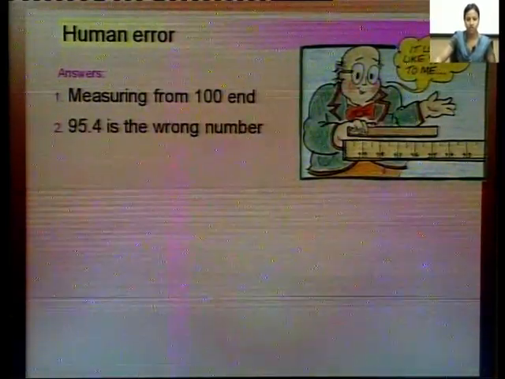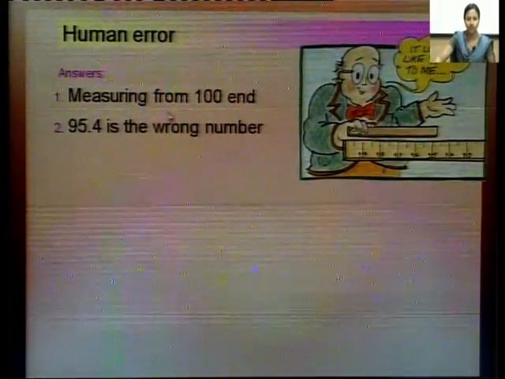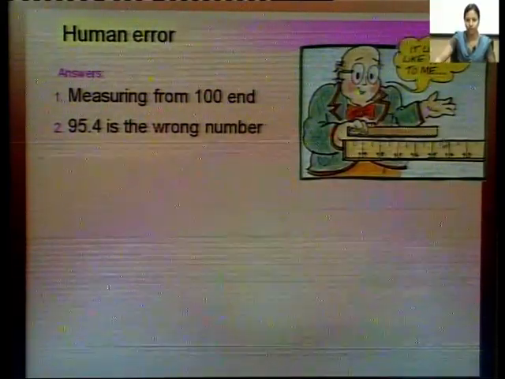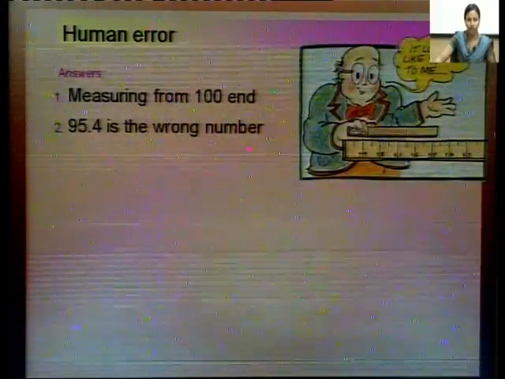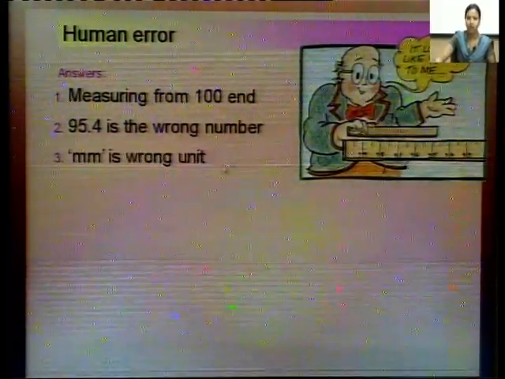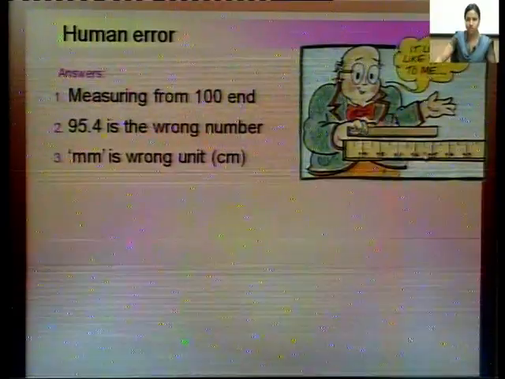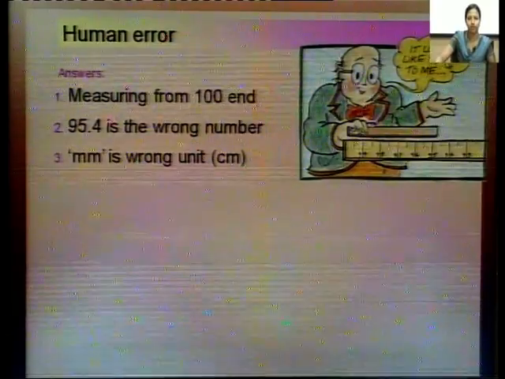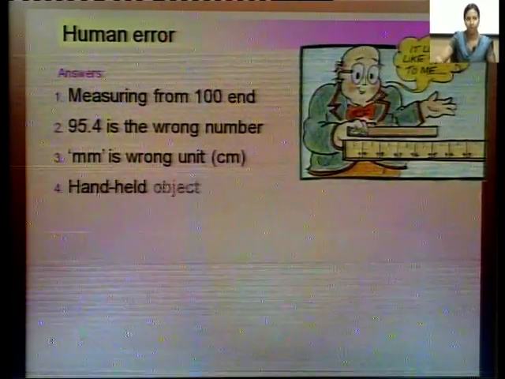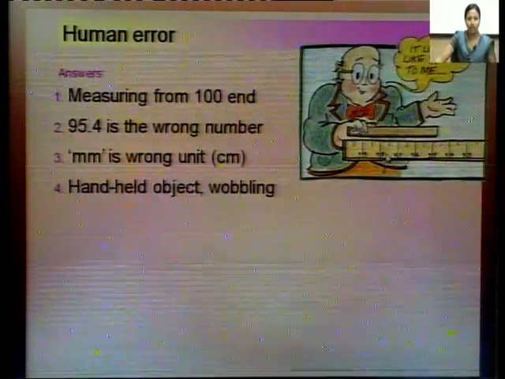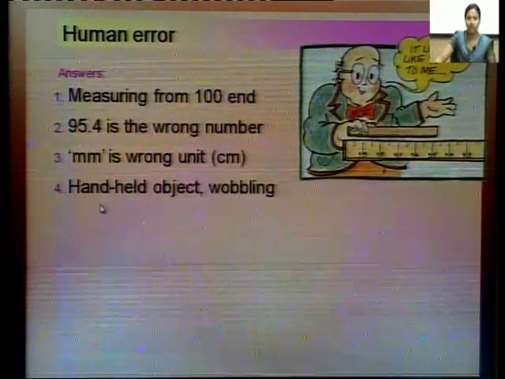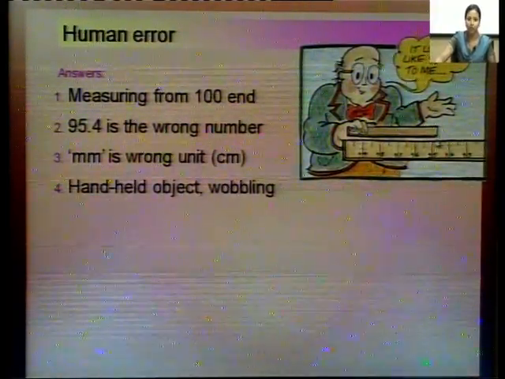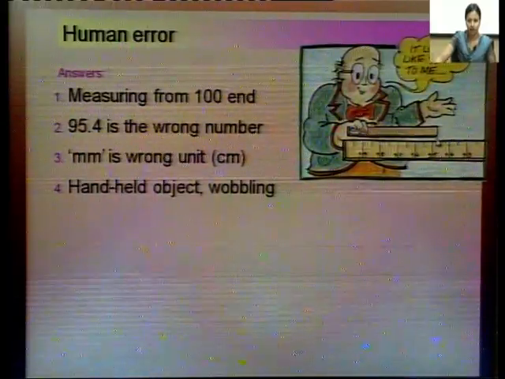Second mistake: he is writing 95.4, which is not the correct number. Third, mm is the wrong unit because it is in centimeters. He should write 95.4 centimeters, but 95.4 is also a wrong number. Fourth error he is making is that he has a handheld object. The object is handheld, so there may be wobbling. So this may cause an error.